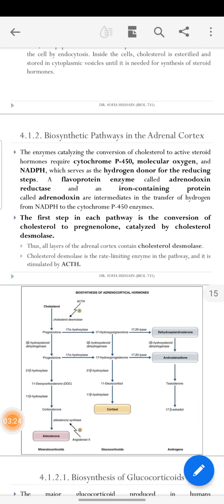Next are the catalyzing enzymes. The reactions require cytochromes P450 to catalyze them. Molecular oxygen and NADPH are also required, which serves as the reducing step, and a flavoprotein enzyme called adrenodoxin and a reductase enzyme also act here and proceed to the further process.